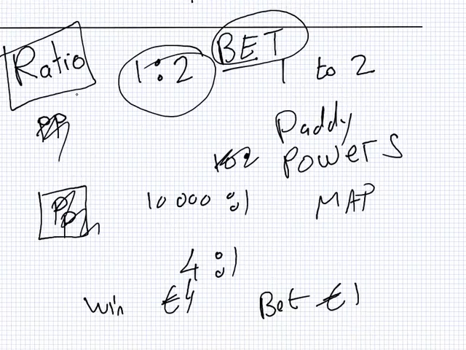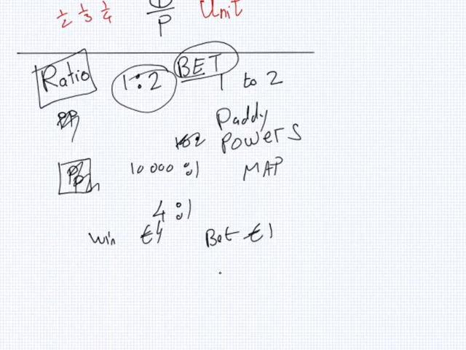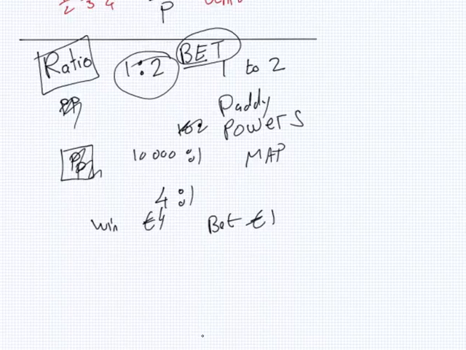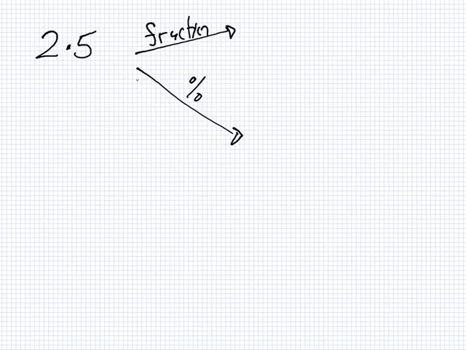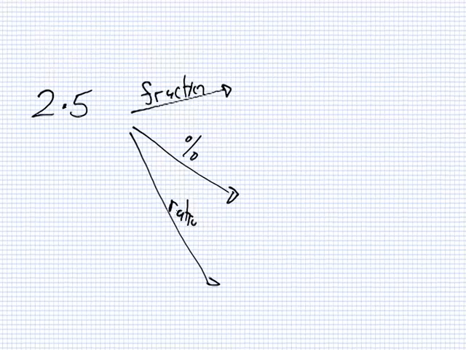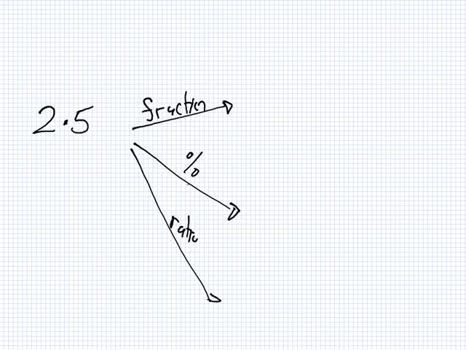Okay, so this is called ratio. So what I want to do now, we just want to practice a little bit changing between them. So let's say we have something like 2.5. You can write that as a fraction. You can write that as a percentage. You can write that as a ratio. What else did I have? Fraction, percentage, ratio. Yeah, that's it.